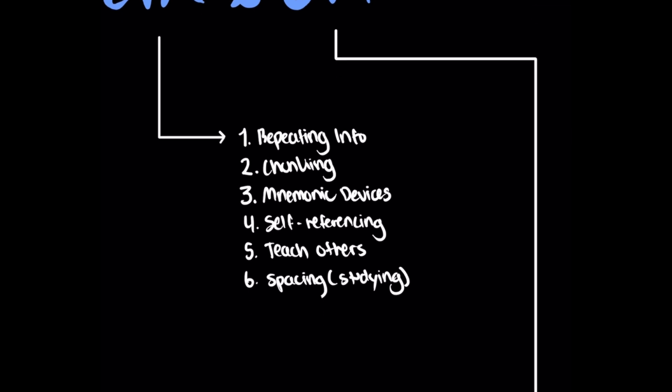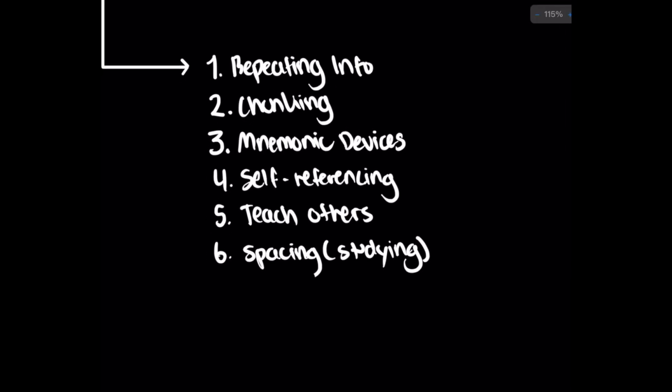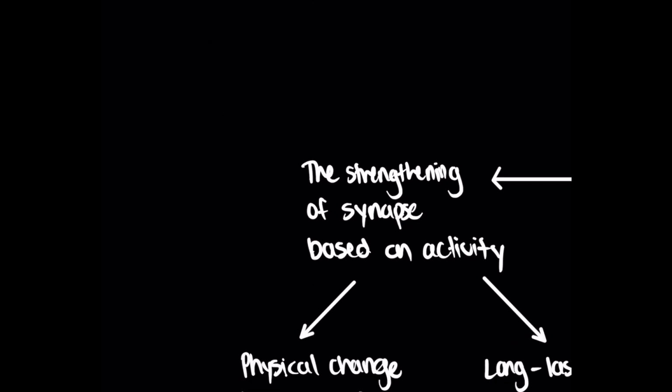So first I want to start off with how we can get things into the long-term memory. We could repeat information, use chunking, mnemonic devices, self-referencing, which is making the information relatable to you so you can learn it and understand it better. Then we could teach others, similarly to how I'm teaching you. And then we could use spacing while studying.